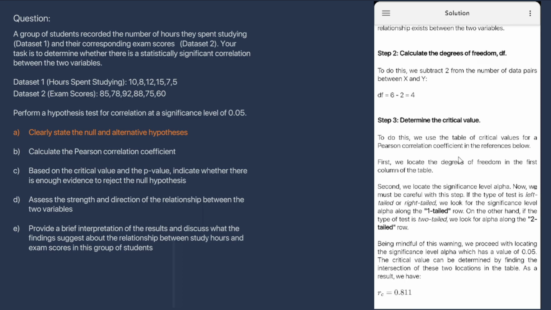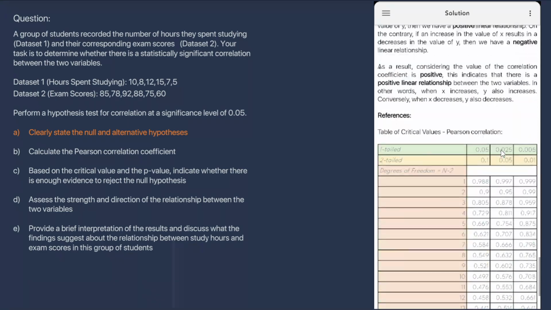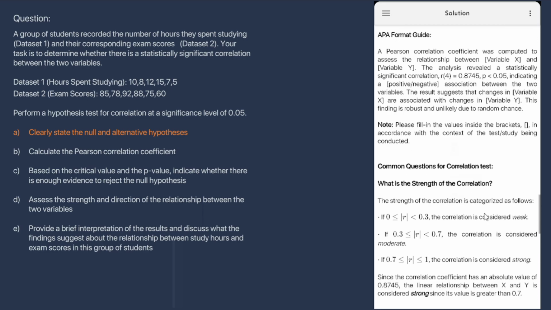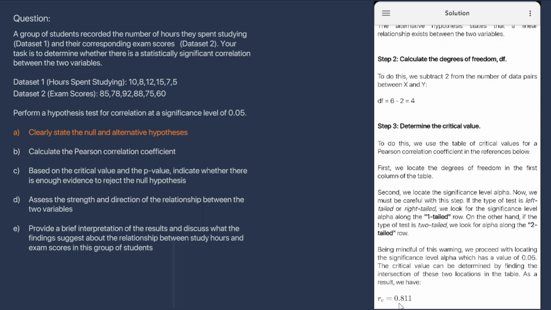To do this, we use the table of critical values for a Pearson correlation coefficient. This is given in the references below. And here we have the table of critical values. In this case, we are given the degrees of freedom, which is equal to 4, and the two-tailed significance level alpha of 0.05. The intersection of these two in the table, which is 0.811, is our critical value. So going back, our critical value is equal to 0.811.